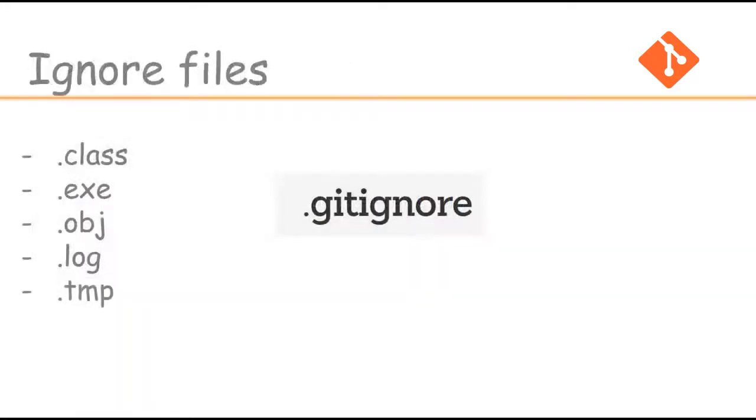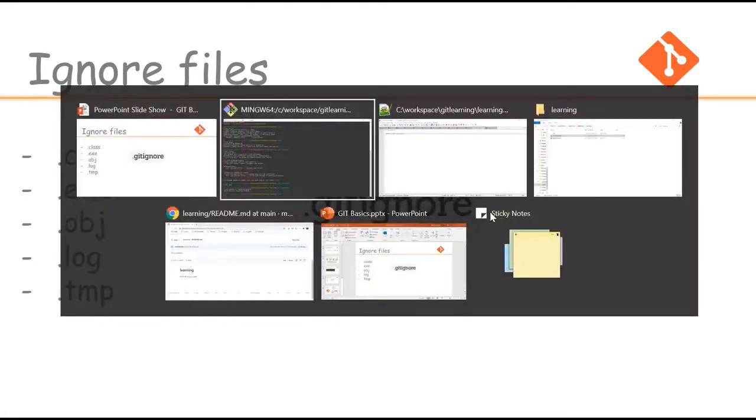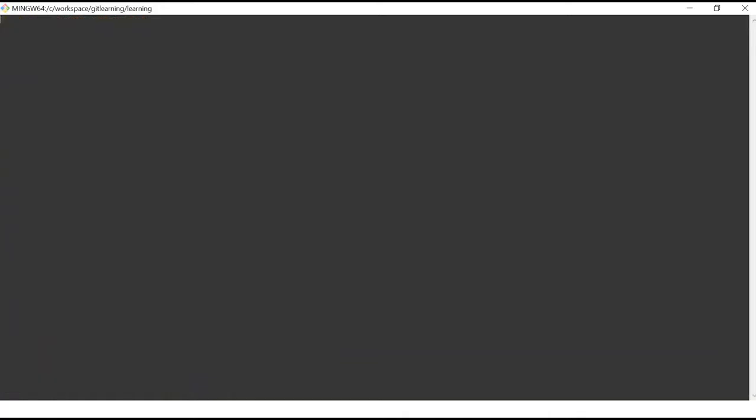Now let's go to ignore files. So sometimes you may want to ignore a few files like .class files or .log files or .exe files. You don't want these files to be checked into your remote repository. These files are generated on compilation or are temporary files generated by your code. You don't want these files to be checked into your repository. So in that case, what you can do is create a .gitignore file in the root folder of your directory. So we will create that.